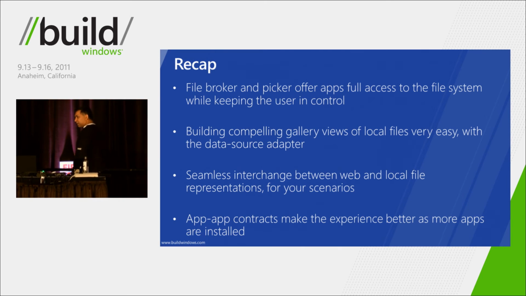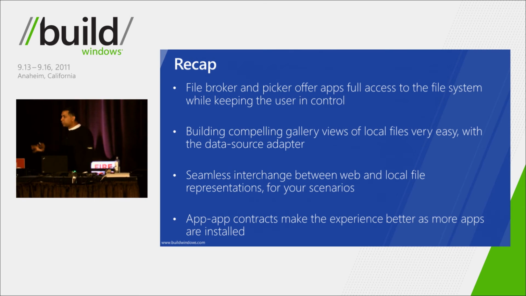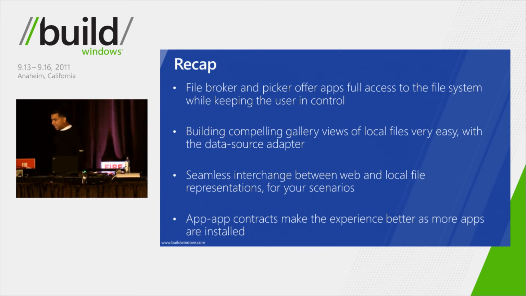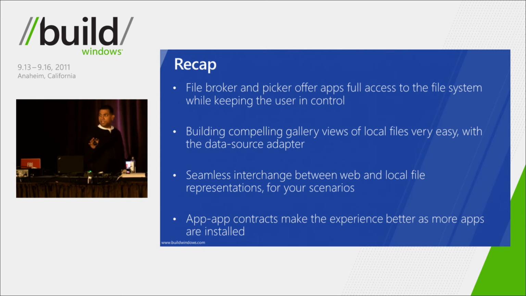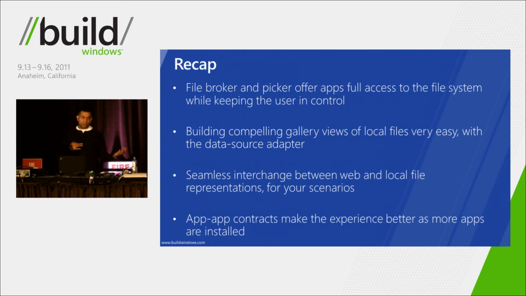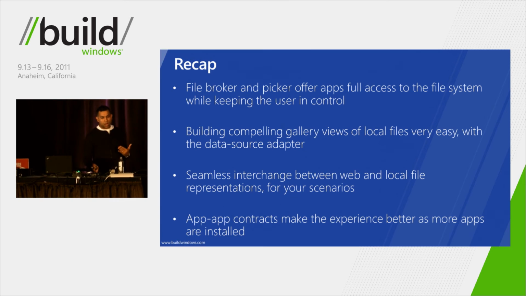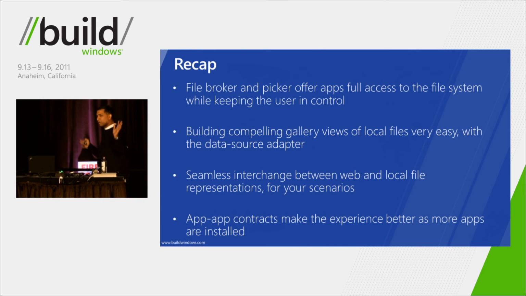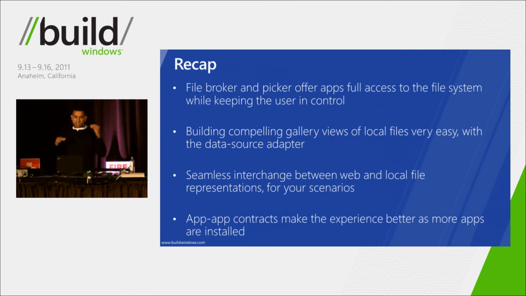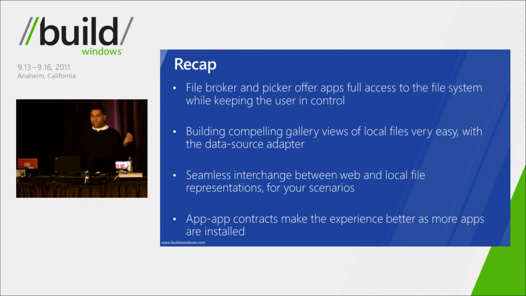It's very easy to build compelling, beautiful views of local data in your app without doing all the grunt work. How many lines of code? 4 lines of code. And then finally, it's easy and seamless to transform your abstraction from one form to the other. Depending on your scenario, you may want to go from a blob to a URL or a URL back to a blob. You don't have to worry about all the magic there. The system provides you the necessary methods to easily go from one form to the other. We do all the work for you so that you can focus on your core scenarios and your core experiences.